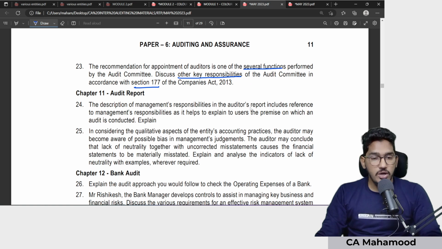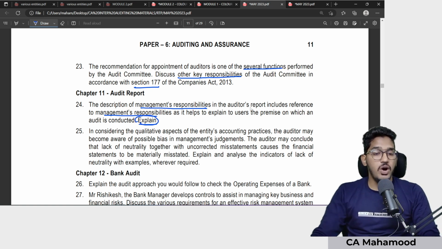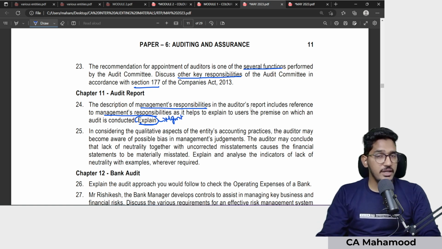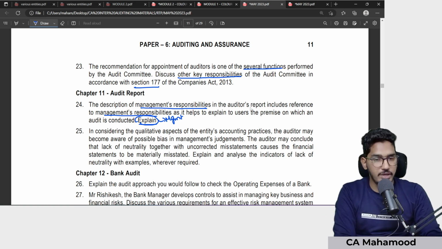Next chapter, audit report. The description of management responsibilities in the auditor's report includes reference to management responsibilities, as it helps to explain to the users the premise on which an audit is conducted. Explain. So they are asking you to explain about what are management responsibilities. What you are supposed to write? You have to explain about what are management responsibilities.